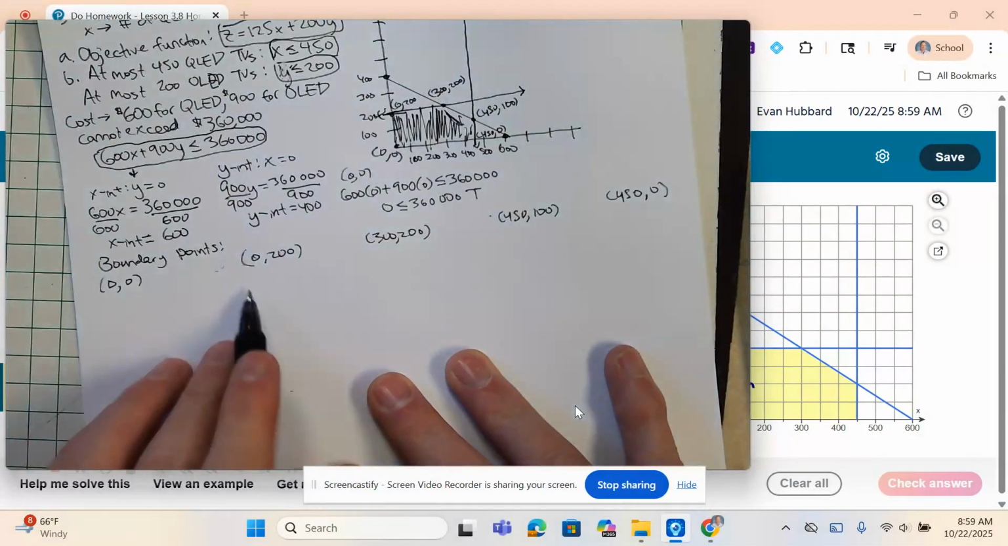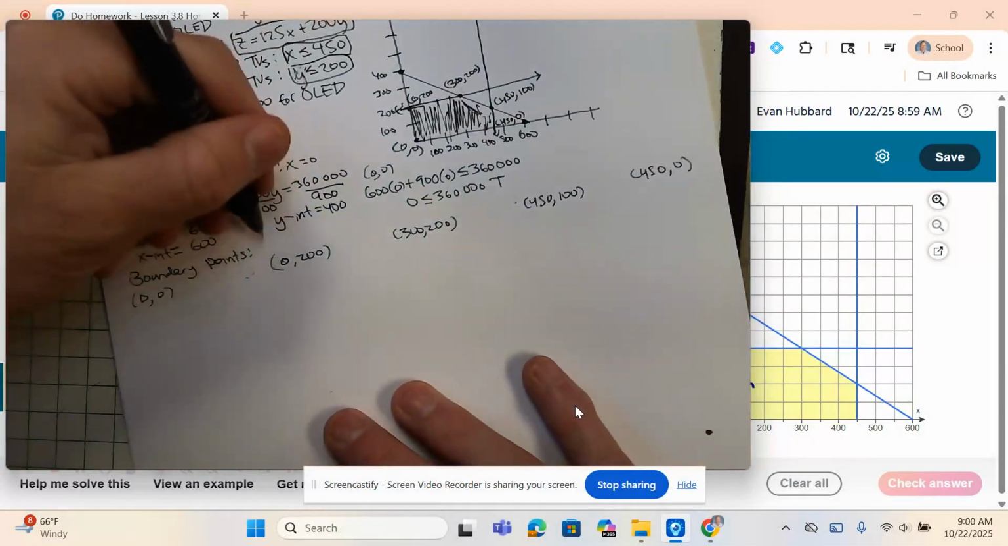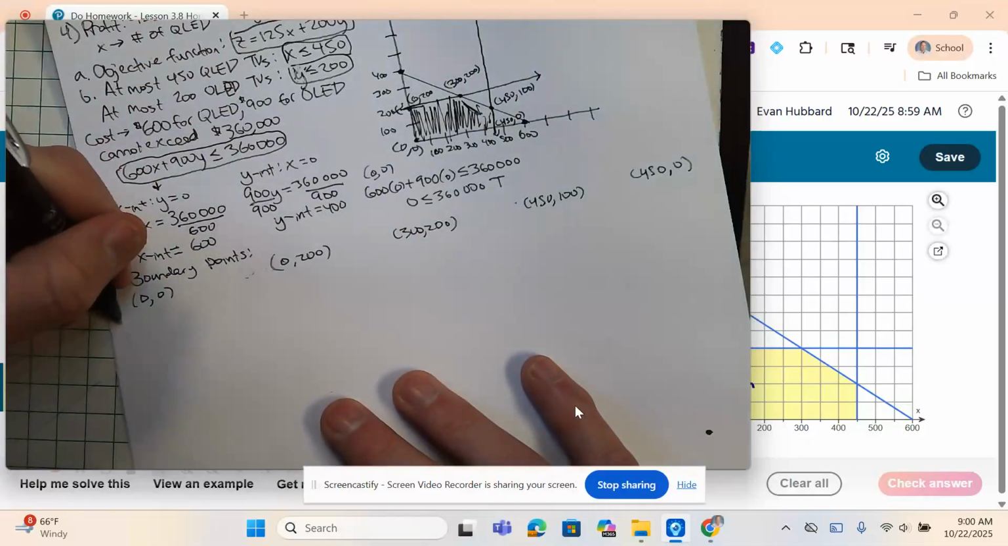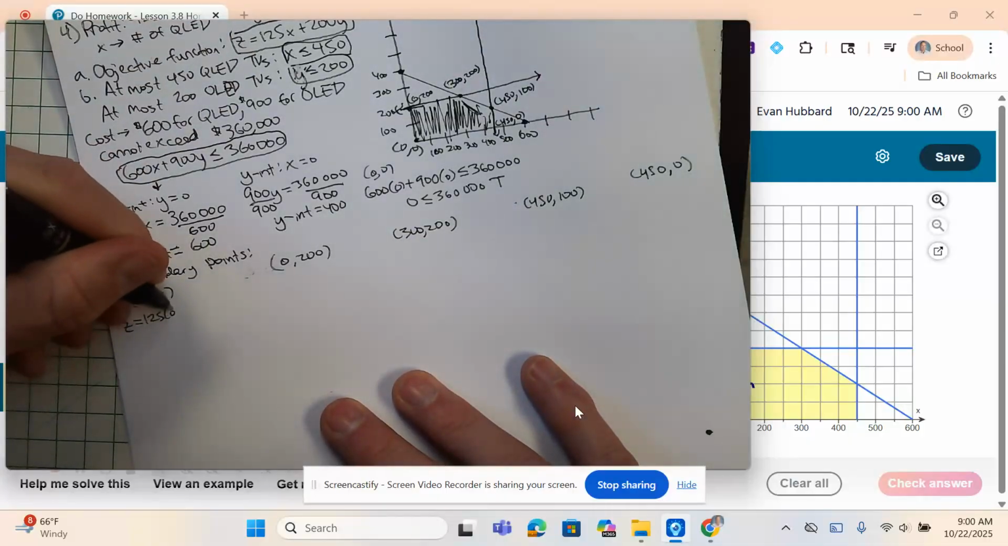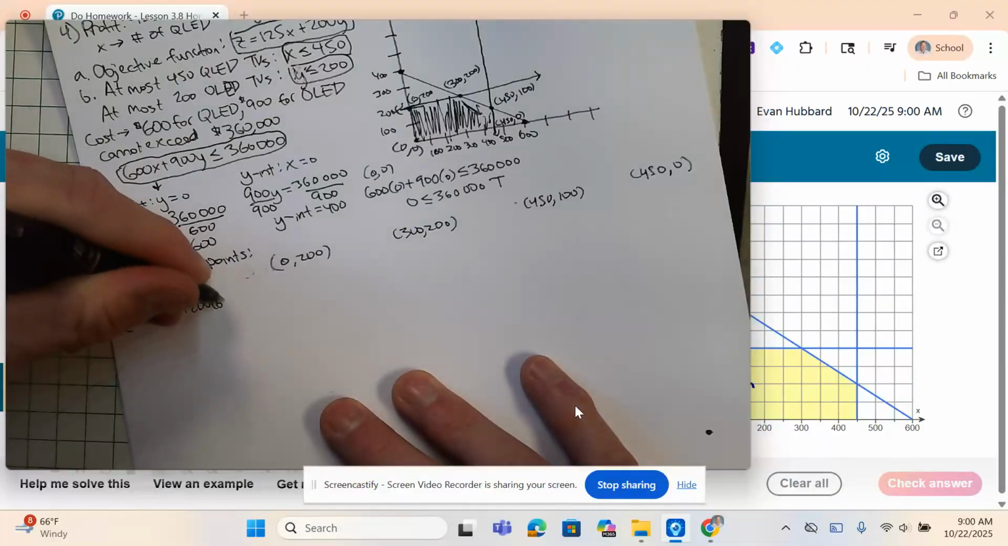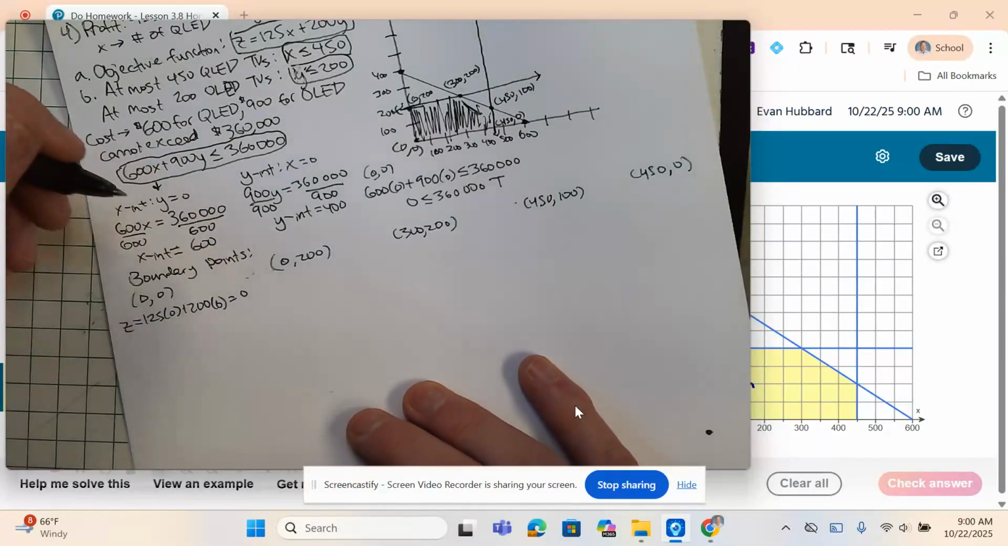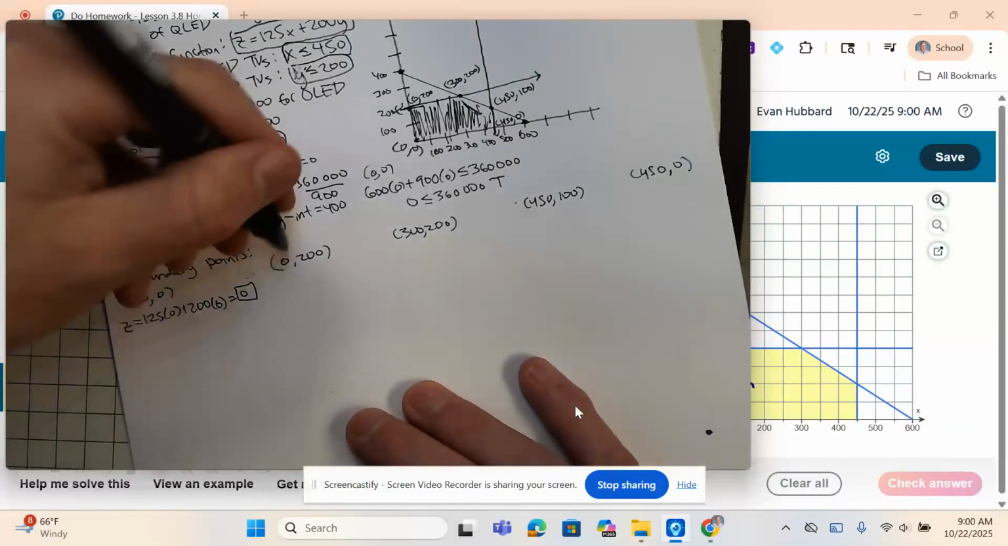300, 200. 450, 100, and then 450 and 0. So you're going to plug each of these into the objective function. Okay, the objective function is up there. So z equals 125 times 0 plus 200 times 0. That's 0. Okay, so there's one of my values.